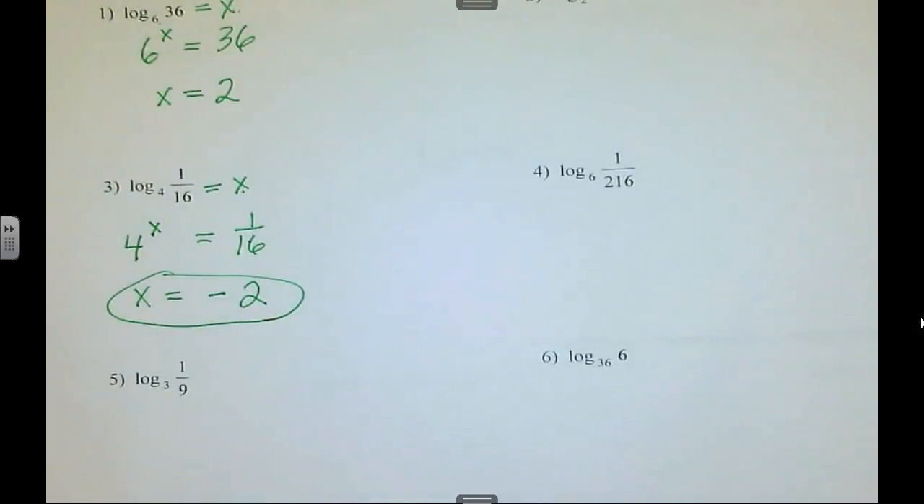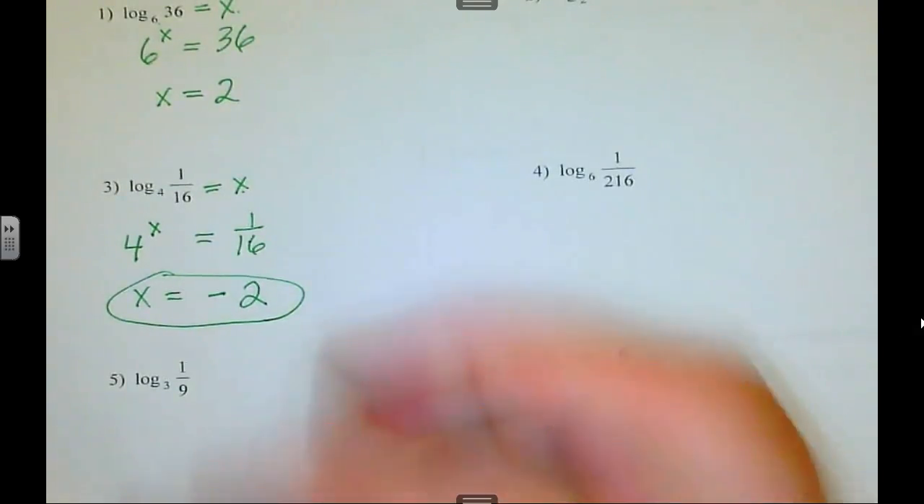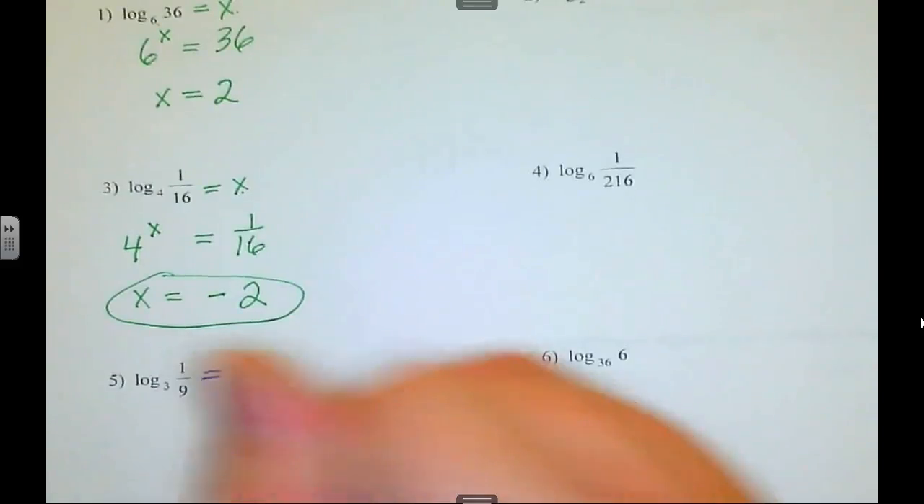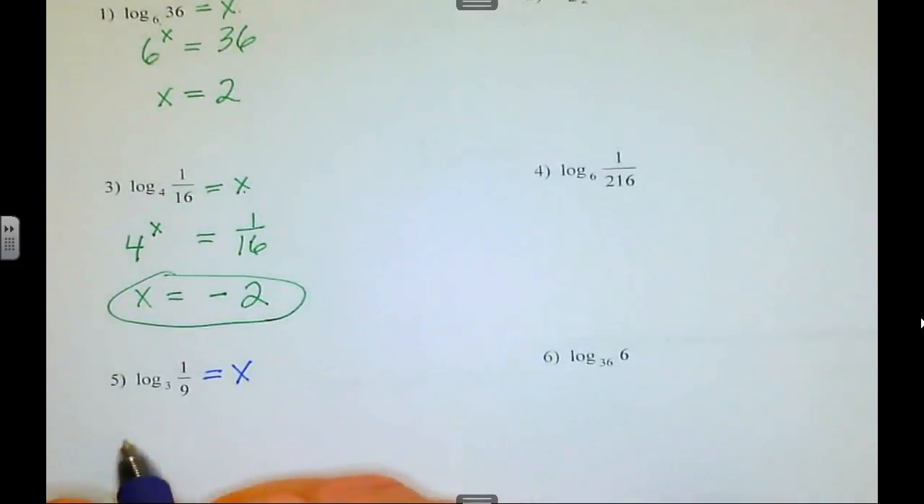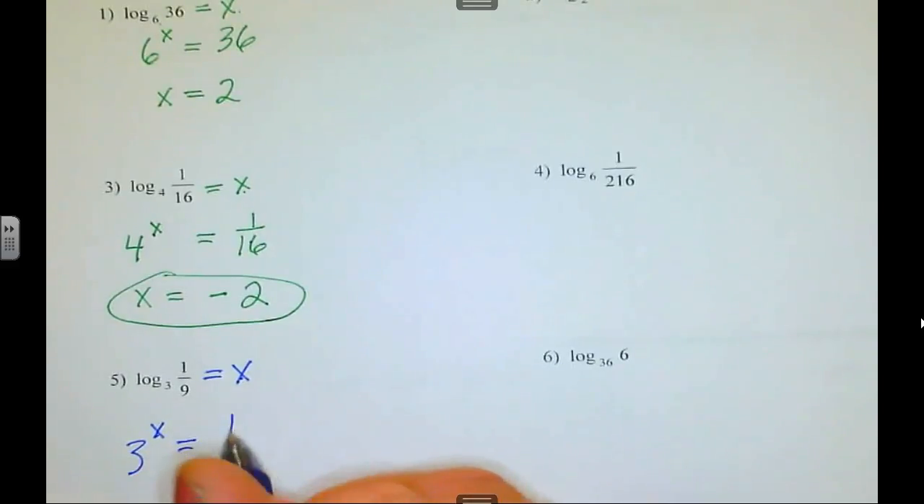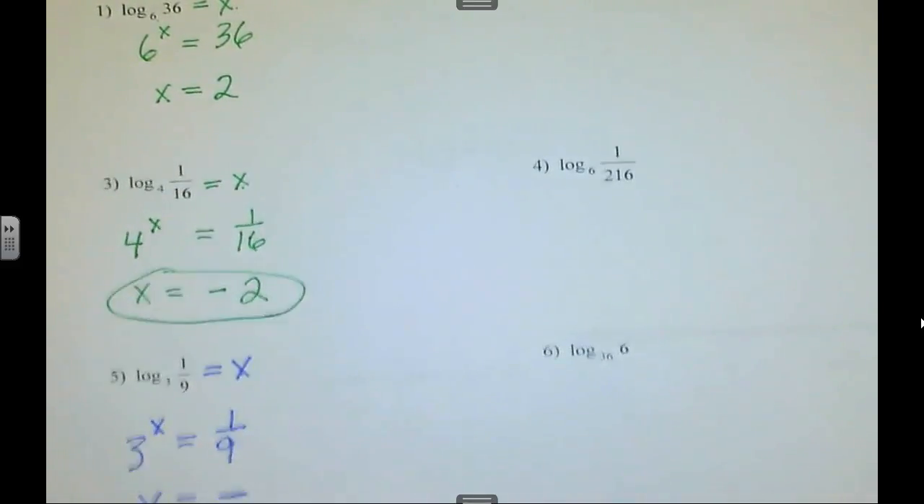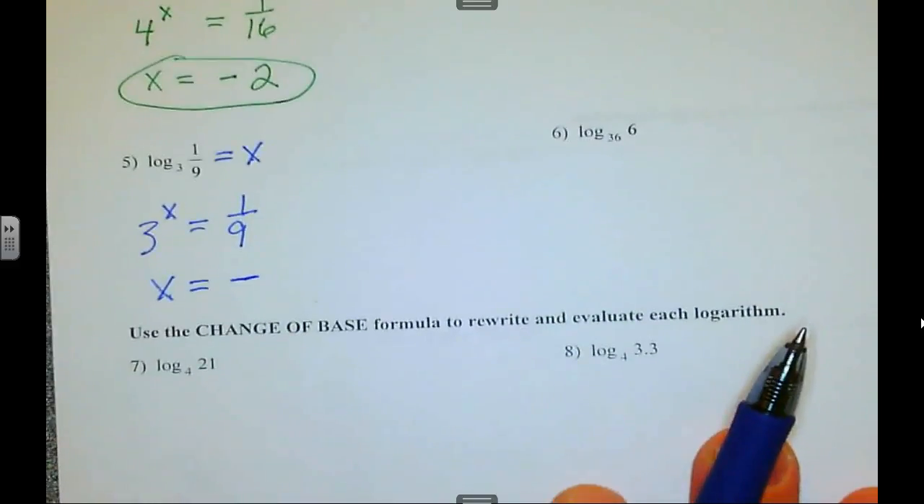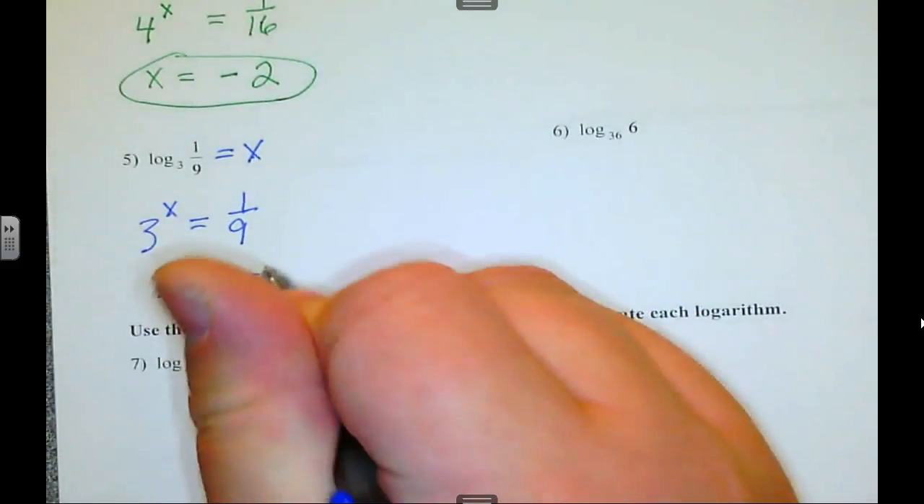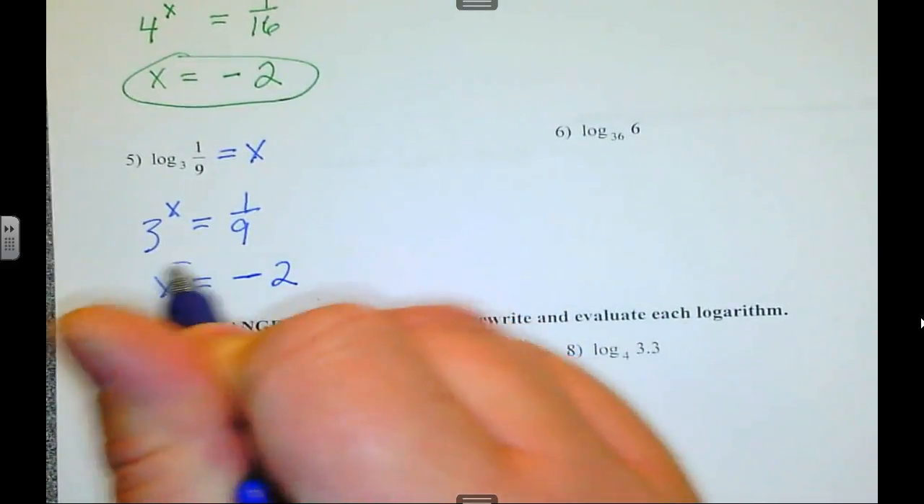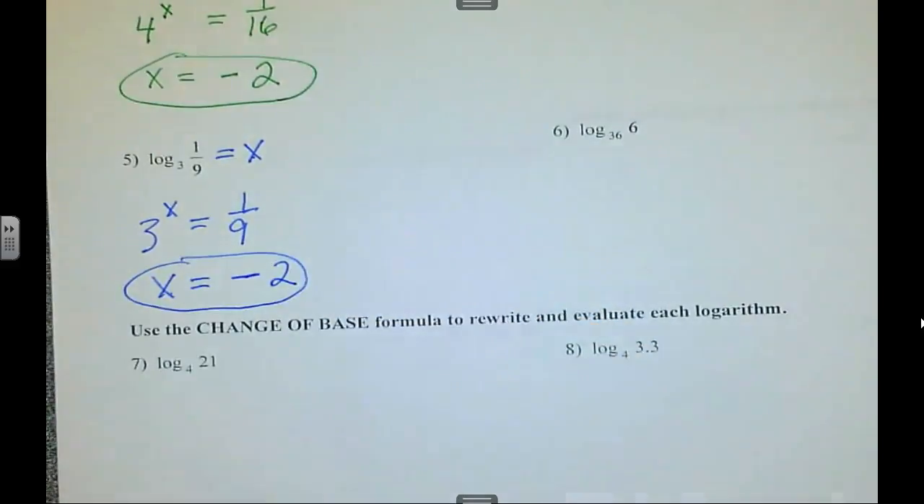Okay, number 5. Put your x there. And my base is 3 to the exponent x equals 1/9. I'm going from a whole number to a fraction, so I know my x is going to equal a negative. And to get from 3 to 9, I have to square it. So my exponent is 2.